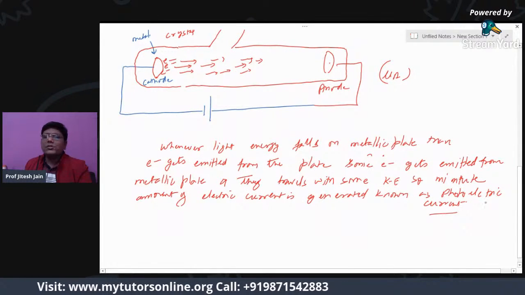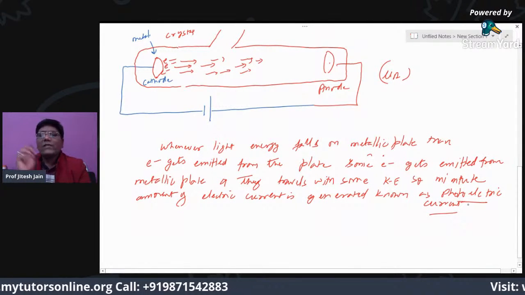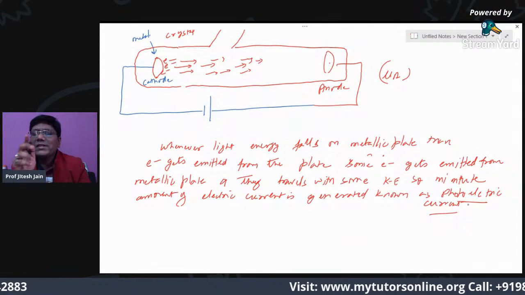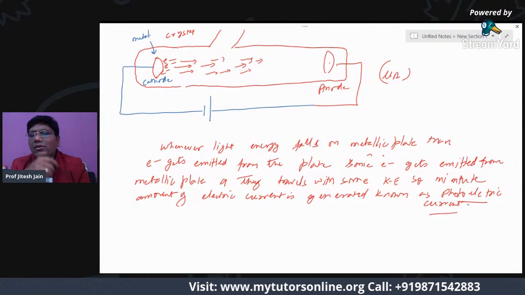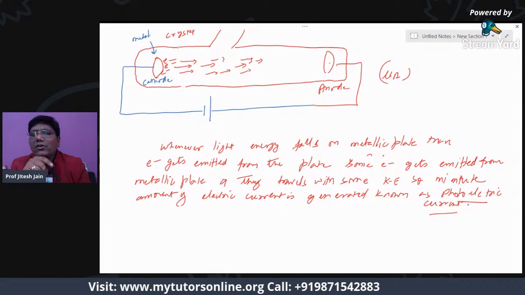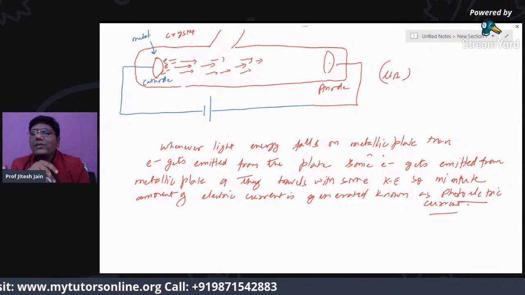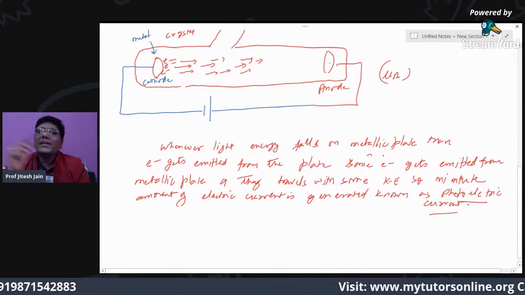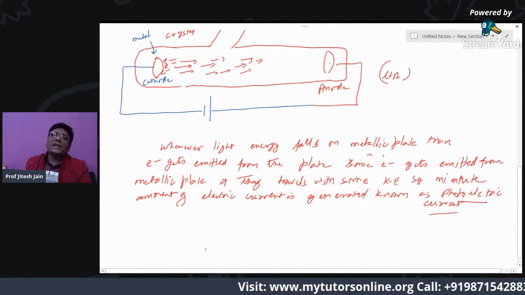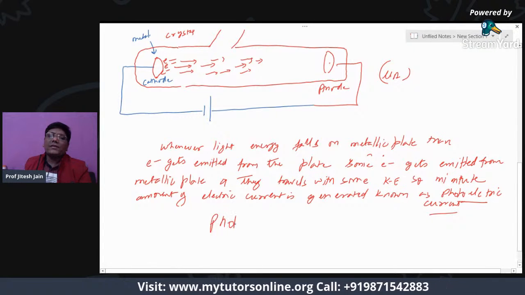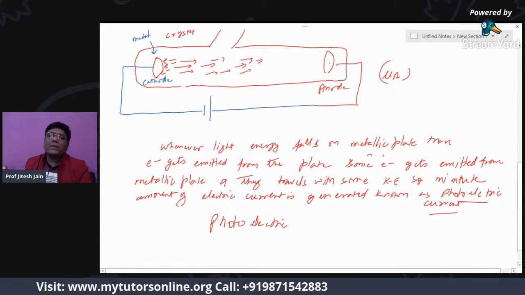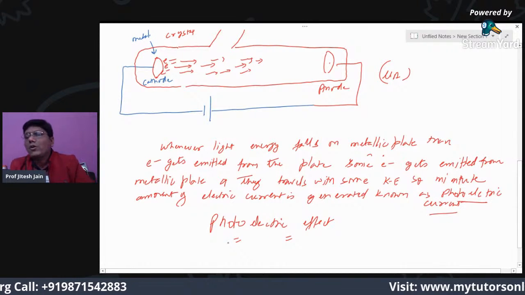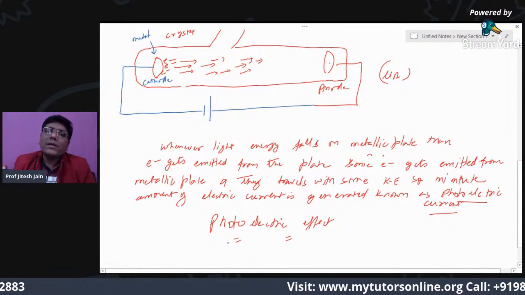And this effect is basically known as what? This entire effect: when you are falling the light energy on the quartz crystal, the quartz crystal will capture only the ultraviolet rays. These ultraviolet rays will fall on the metallic plate, electrons get emitted from the plate, and the electrons are going to travel from the cathode to the anode. Then this photoelectric current is generated. So this entire process is known as the photoelectric effect, right? This was the experiment done by the very famous physicist Philip Lenard and Horrocks, right? A very famous experiment.